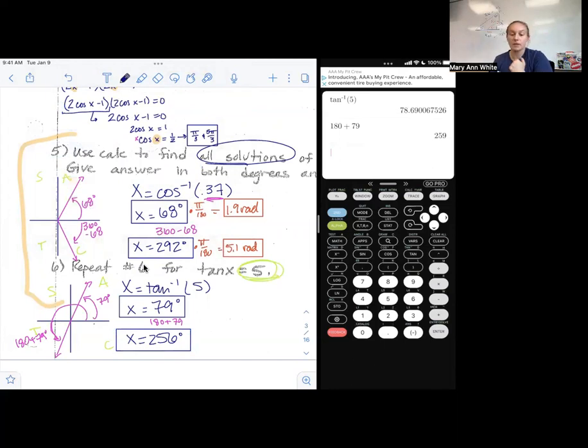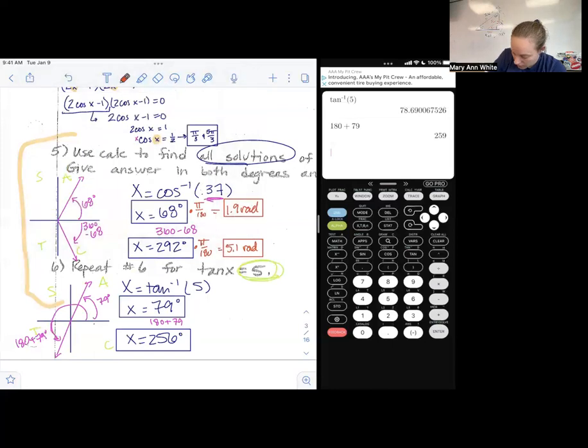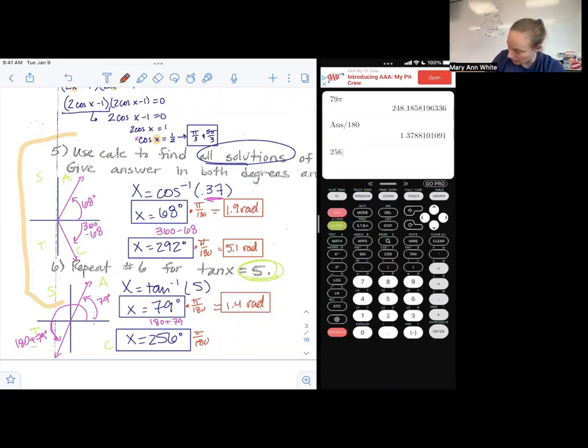Okay. Last step, though, it does ask for radians, so I do need to multiply by pi over 180 in order to get what both of those are as radians. So 79 pi divided by 180 is 1.4. And then 259 times pi divided by 180 is going to be 4.5.